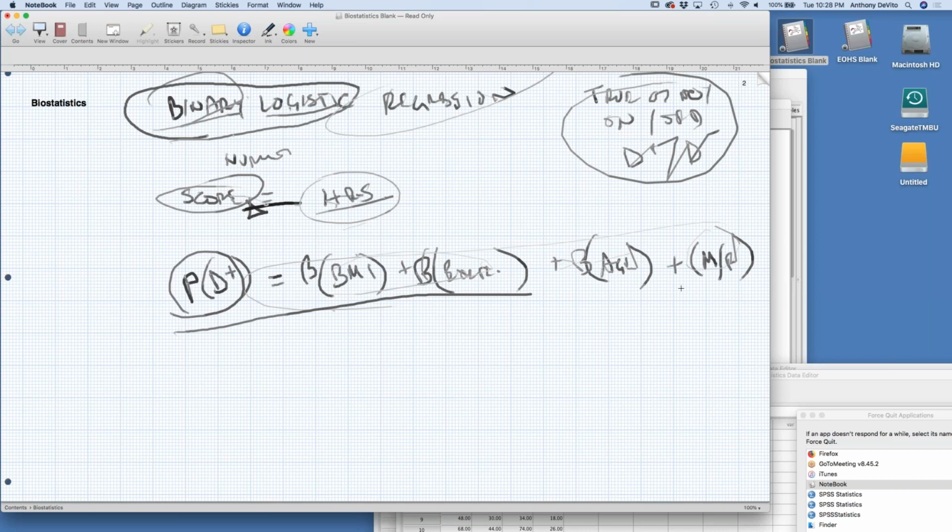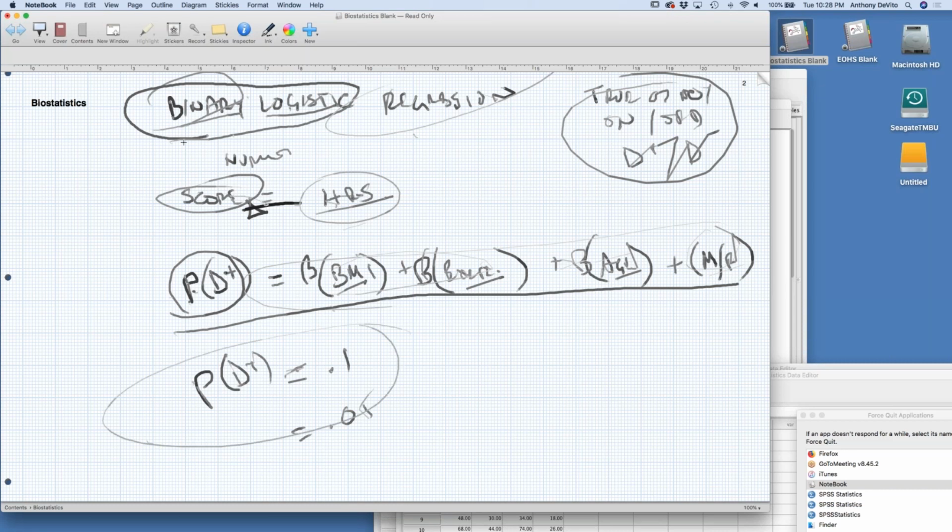So when you create your regression formula in logistic regression, what you're going to wind up with is a probability that a person is diabetic based on what their BMI is, how much they exercise, what their age is, and whether they're male or female. And each one of these will contribute to that. And then finally, for any particular person, maybe the probability that they're diabetic is 10%. Or maybe if you got different values, the probability they're diabetic is 5% or something like that, right?